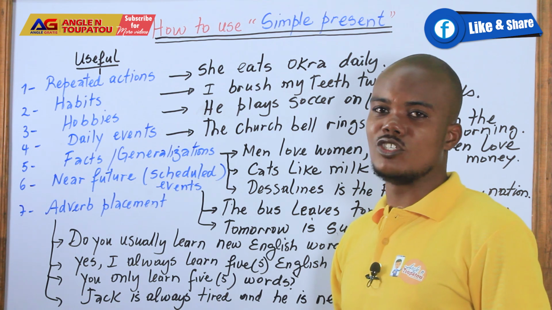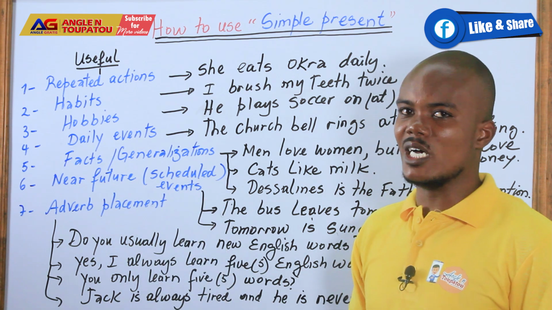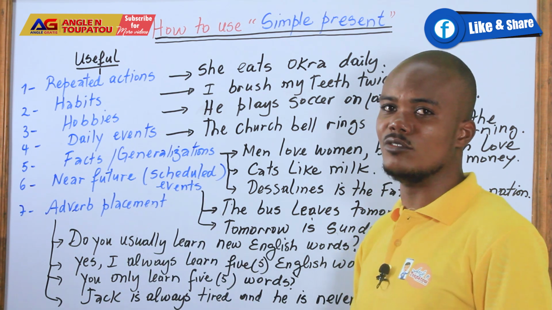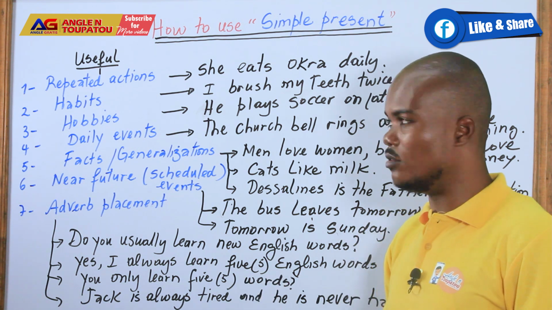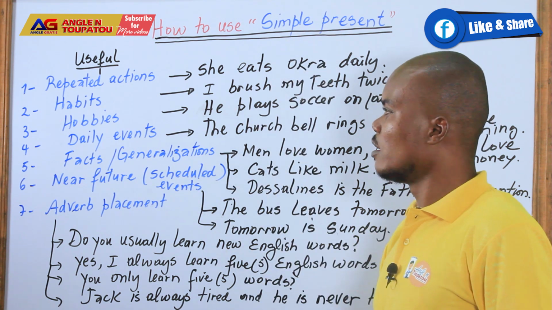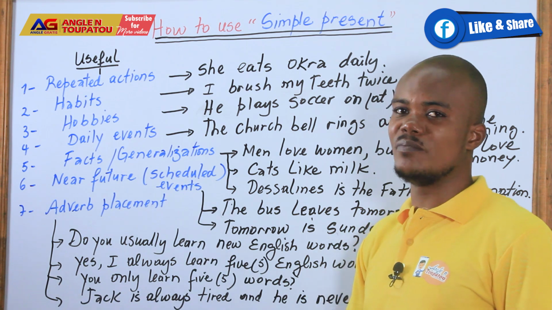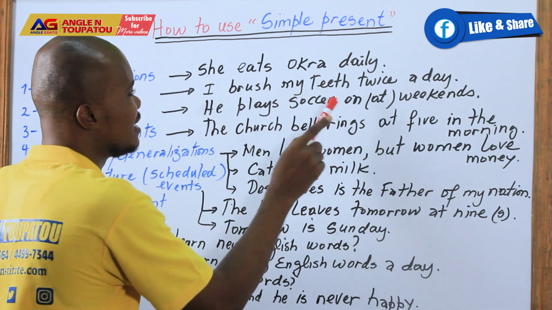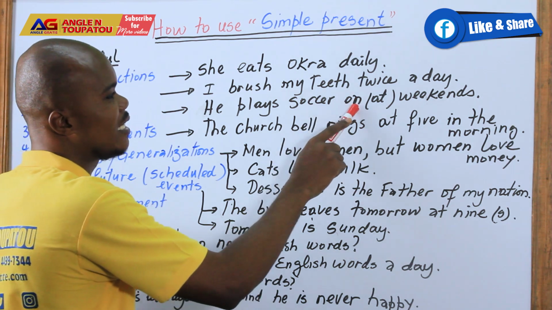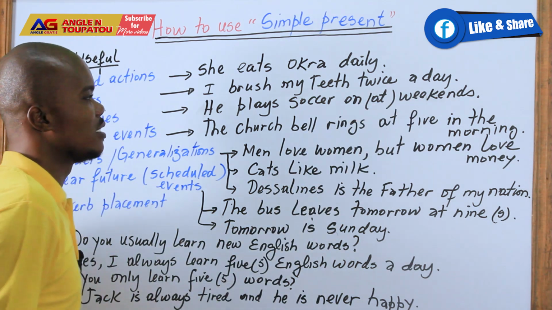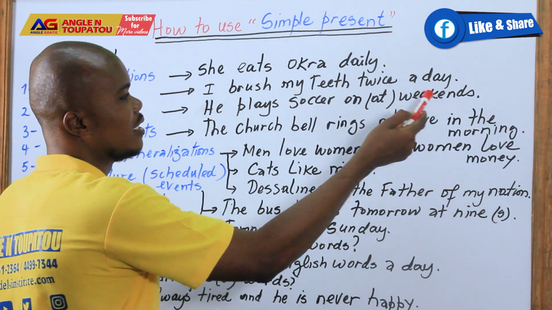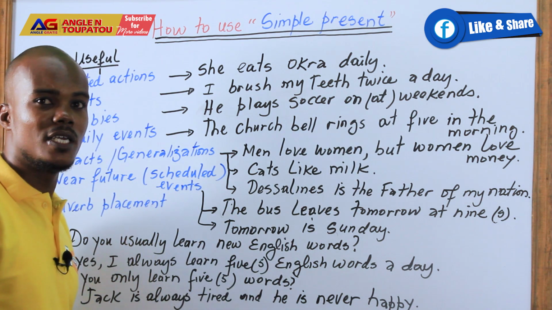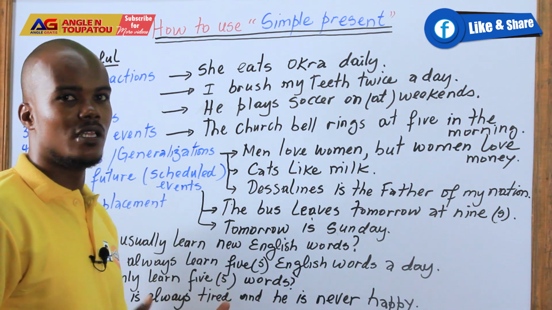And for hobbies, this is your free time. That is part of simple present also. When I say hobbies, it means pastimes. For example, he plays soccer on weekends, or you can say at weekends. He plays soccer on weekends.